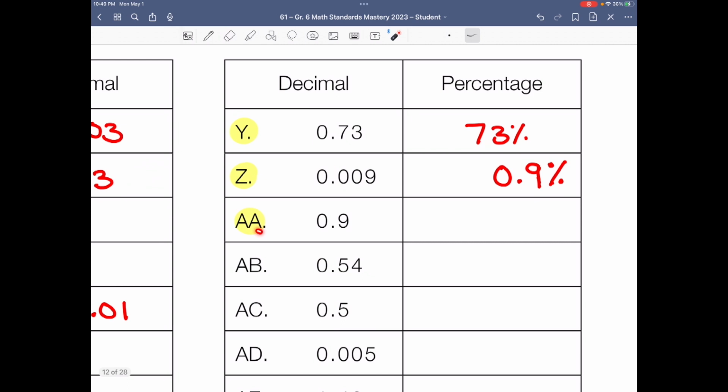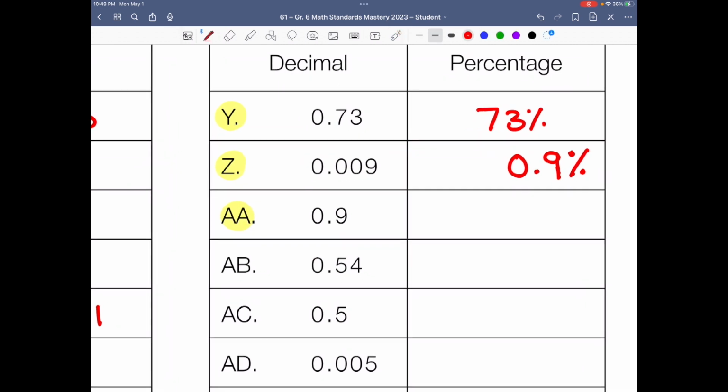Last one, letter A. To make it easier to do the 2 scoops, add a trailing 0. 1, 2, decimal goes there. Add your percent symbol, we have 90%.